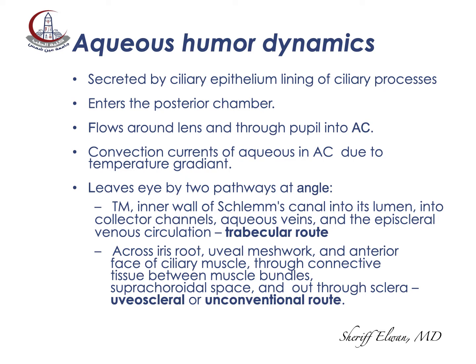The second is across the iris root, then the uveal meshwork, anterior face of the ciliary muscle, through the connective tissue between the muscle bundles, then into the suprachoroidal space and out through the sclera. This is called the uveoscleral or the unconventional route.